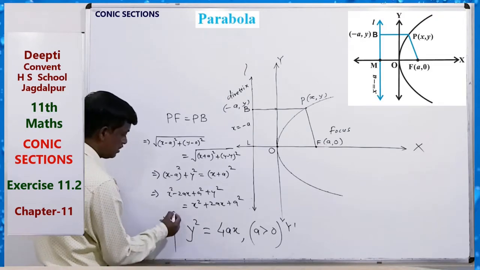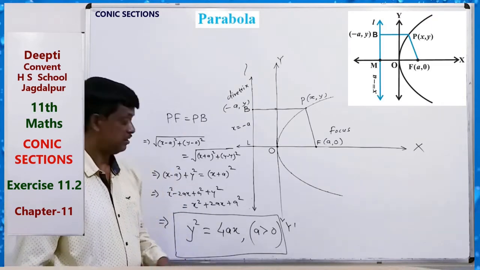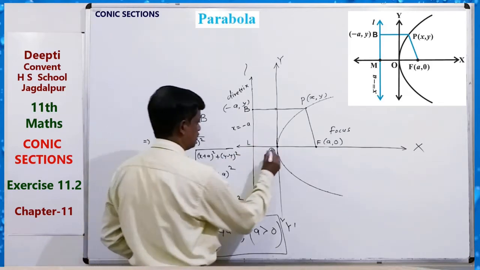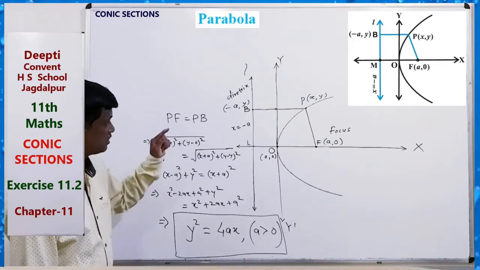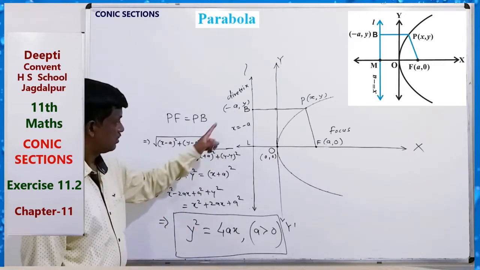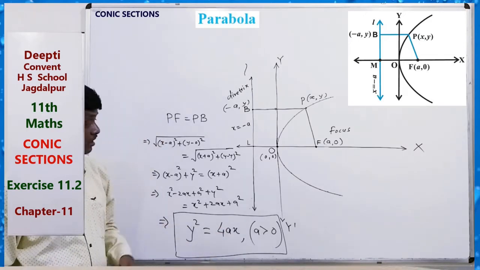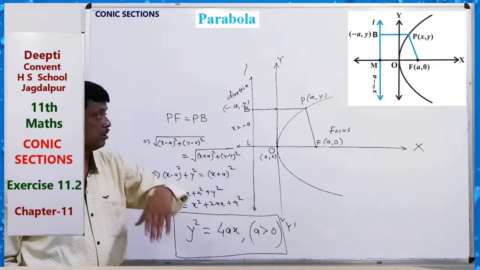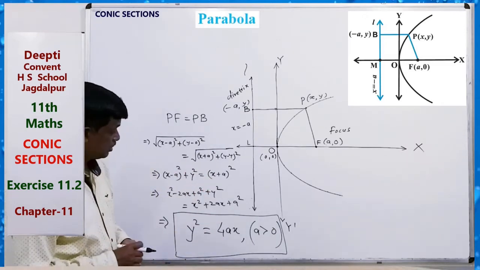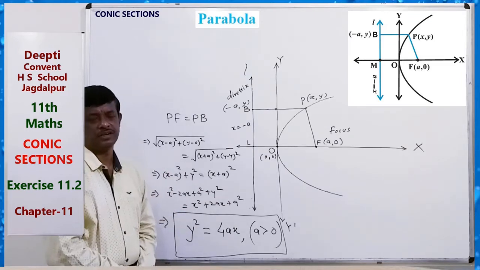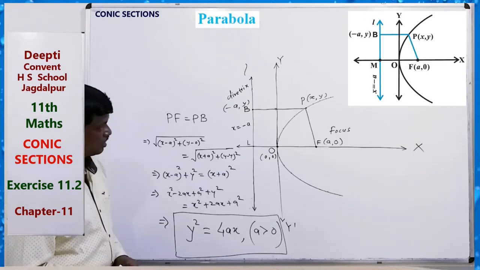Okay, so this is our standard format equation of the parabola. Its vertex is (0, 0), the origin. Its focus is (a, 0). Its directrix is x equals minus a. Axis is the x-axis, y equals 0. So there will be questions asking to find all the elements like focus, directrix, axis, vertex of a given parabola. So this is the standard format. Its vertex is at the origin, and axis is the x-axis.